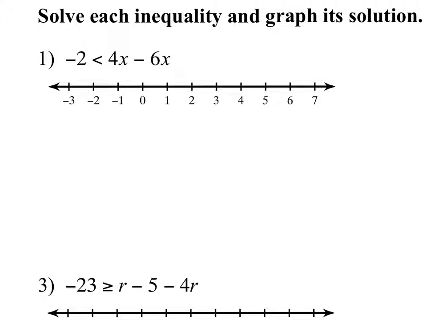Solving this similar to an equation, we're going to combine our like terms right there. So negative 2, copy down that symbol. 4x minus 6x is negative 2x. Now when I divide this by negative 2 and negative 2, then the x is by itself. But here the rule is that when you divide by a negative with inequalities, then this symbol of a less than flips and becomes a greater than. So that's going to flip.